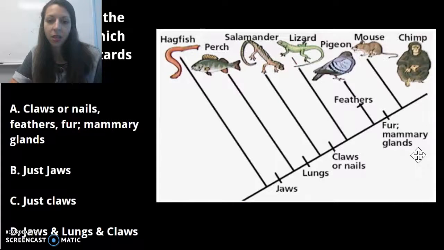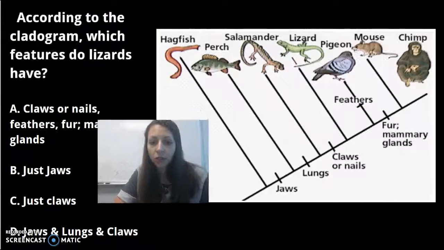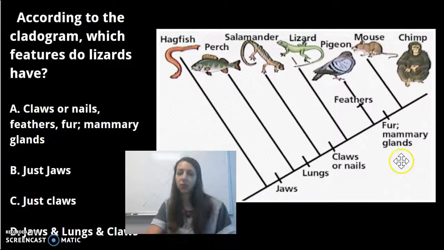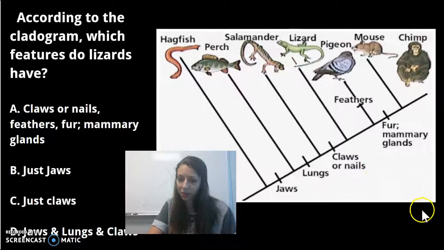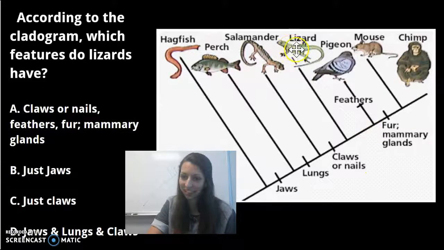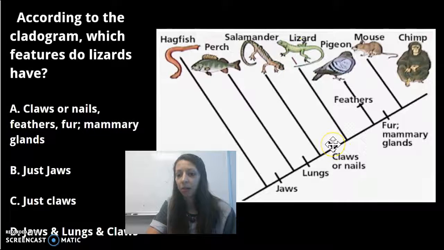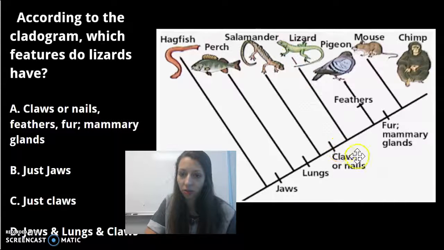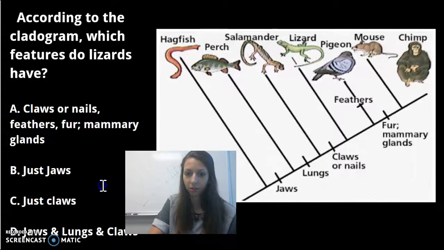Okay, so according to the cladogram, which features do lizards have? And that's easy because we look at where the organism lizards appears, it's here, and then we look at the traits that precede it. Now every organism that comes after where the trait is marked, so all of these organisms, would have claws or nails. So lizards, pigeons, mice, and chimps are going to have claws or nails. So the lizards will have everything that precedes it. So lizards will have claws or nails, lizards will have lungs, and lizards will have jaws. So it would be D on this particular one.